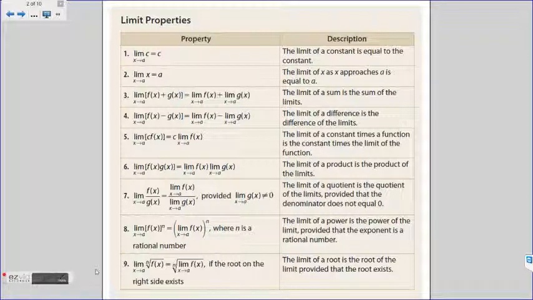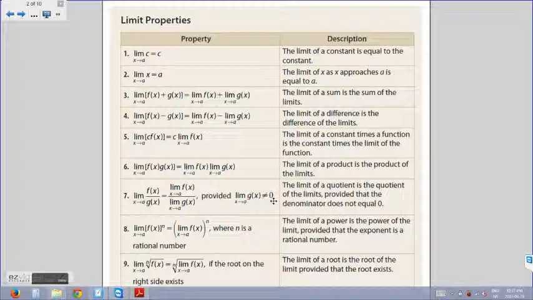For most examples to this point, you have used a graph to determine the limit. While the graph of a function is very useful for determining a limit, it is also possible to determine the limit algebraically. The limit properties presented in the table can be used to calculate the limit without reference to a graph.